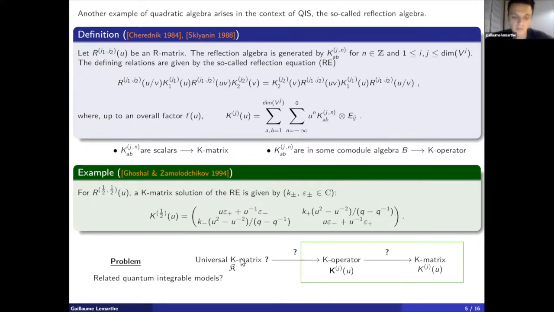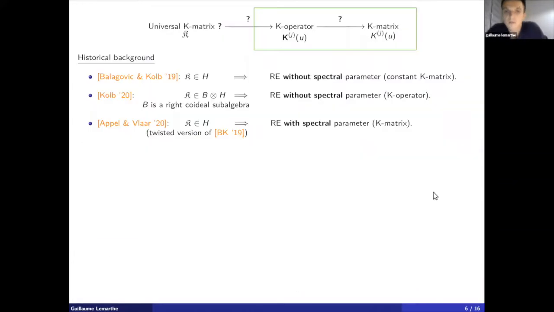Okay, so here we may wonder if we can do something quite similar with the universal K matrix as with the universal R matrix. That is, can we define some universal K matrix such that after evaluation we obtain K operators, and again after another evaluation we get K matrices? And also, what could be the related quantum integrable models associated to these K operators and matrices?